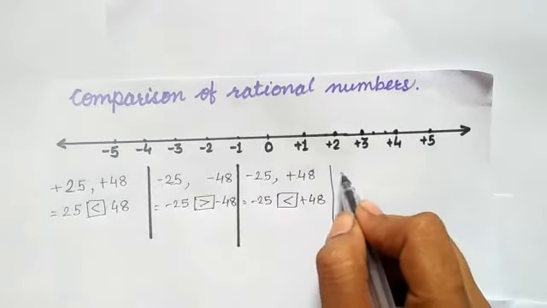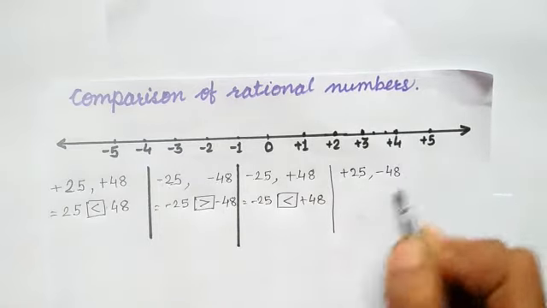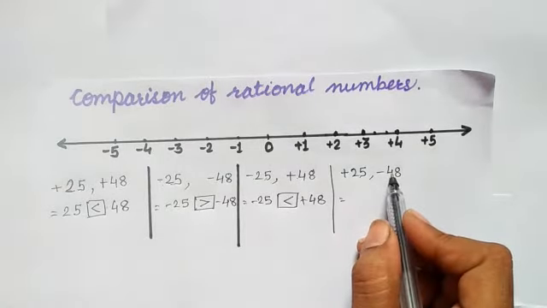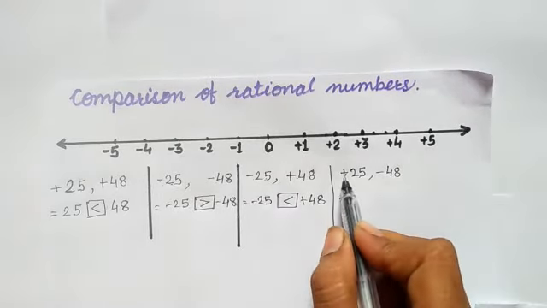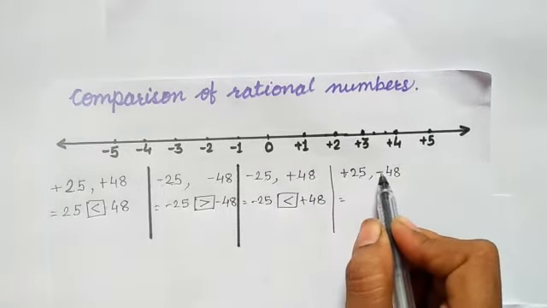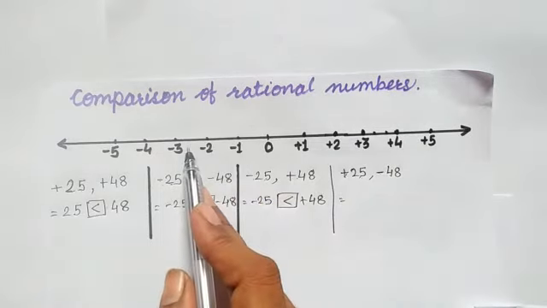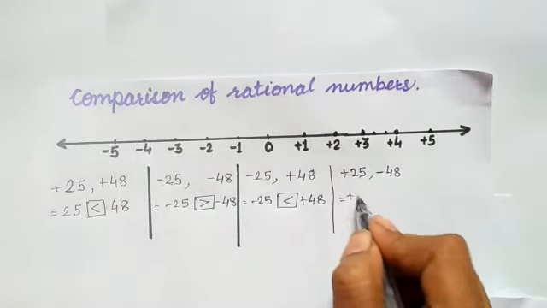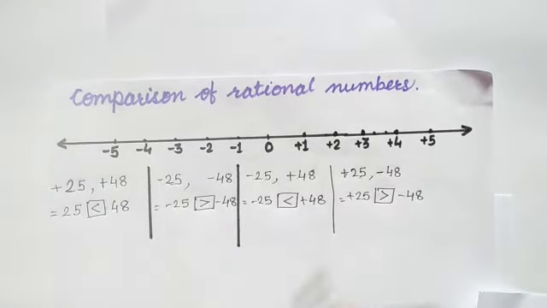See, if 25 is positive and 48 is negative, then again don't think about the numbers. Here we have to think about the symbol. 25 is smaller than 48 but it has a positive symbol. 48 is greater than 25 but it has a negative symbol. It means that negative 48 goes on the left side of the number line and 25 goes on the right side of the number line. So naturally 25 is greater than negative 48.